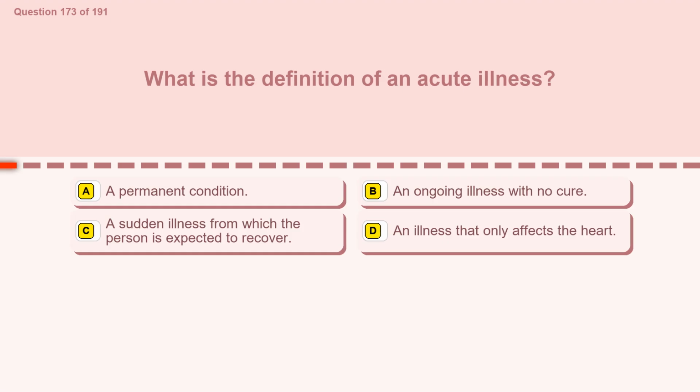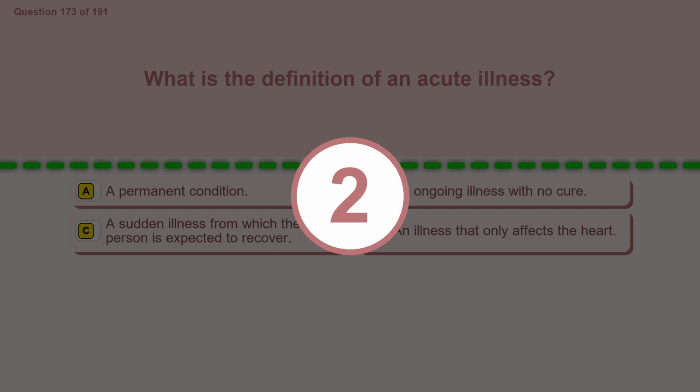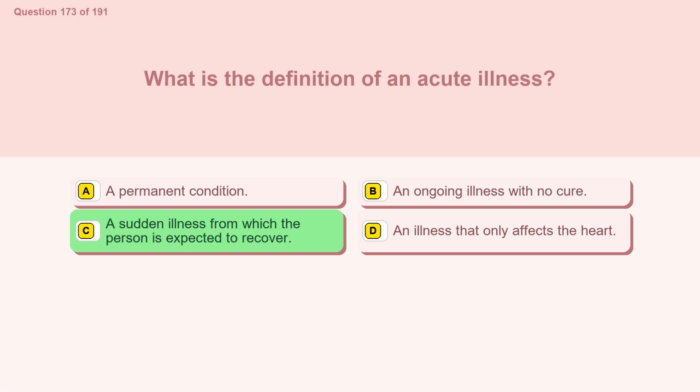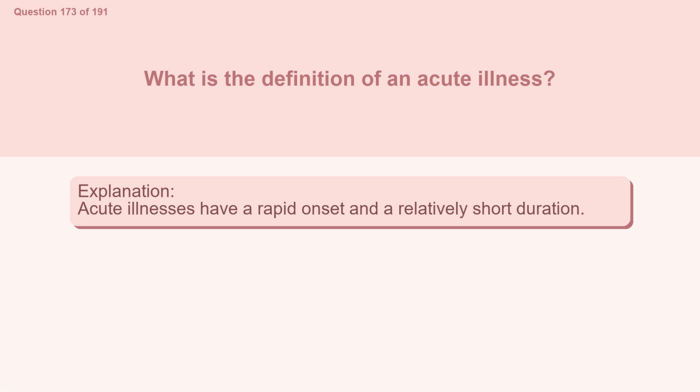Question 173. What is the definition of an acute illness? Option A, a permanent condition. Option B, an ongoing illness with no cure. Option C, a sudden illness from which the person is expected to recover. Option D, an illness that only affects the heart. The correct answer is option C, a sudden illness from which the person is expected to recover. Acute illnesses have a rapid onset and a relatively short duration.